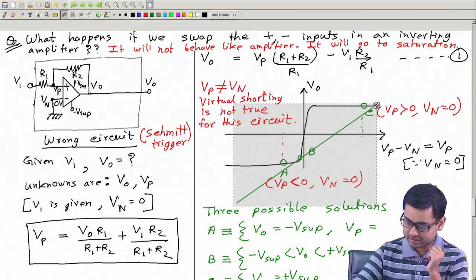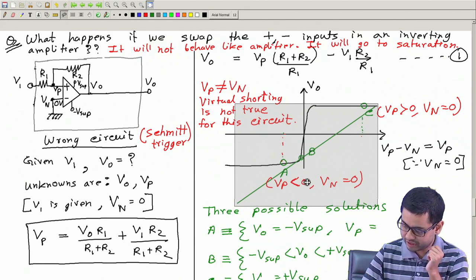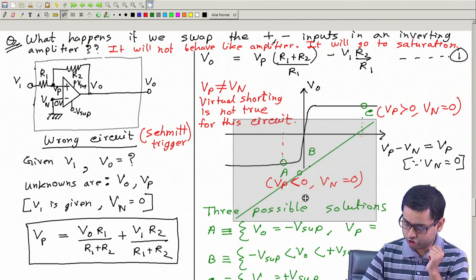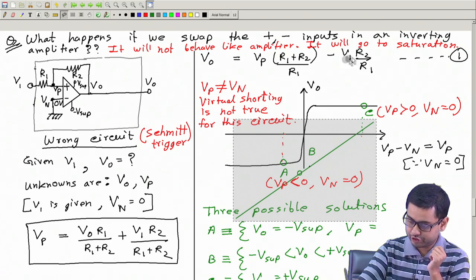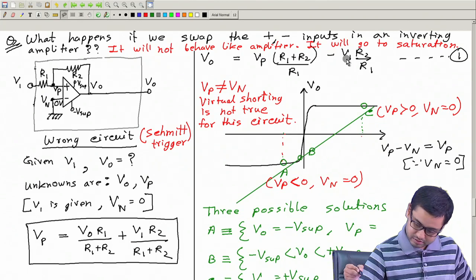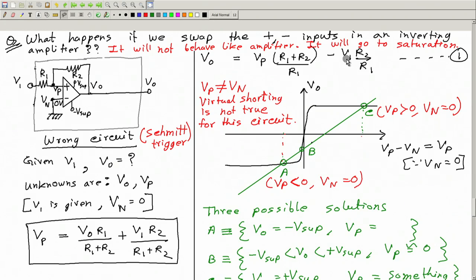Point C is here, still at the saturation level. Now if I bring it down a lot, that means if I increase V1 a lot, then there will be only one intersection. Similarly, if I increase it up, once again you will see there is only one possible solution. Think about it yourself. It's nice, it's fun. Thank you.